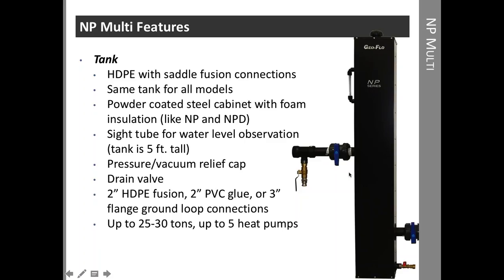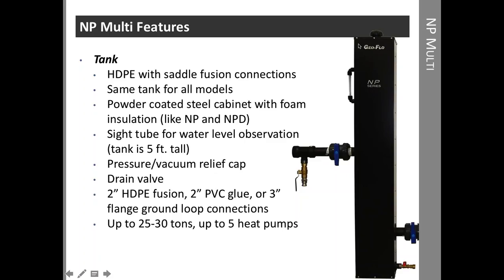The tank is the same for all the models, whether it's variable speed, whether it's individual pumps, whether it's 1 or 2 pumps on the variable speed, and so forth. So what you see here in the tank is the same for all of the variations of this product. It's a powder coated steel cabinet and foam insulated, just like a single unit flow center. We do have a sight tube on the left hand side.